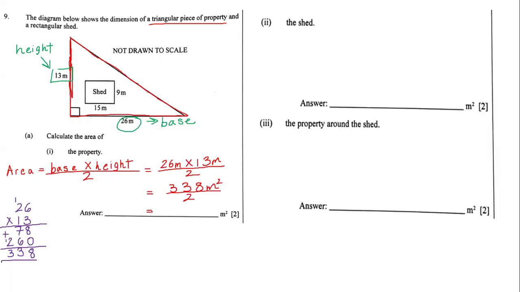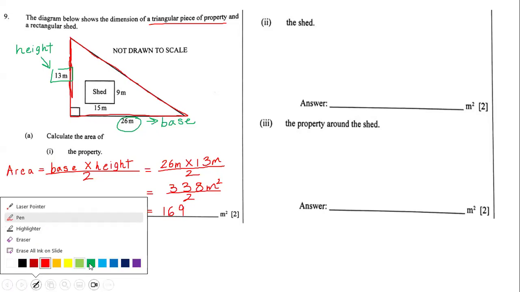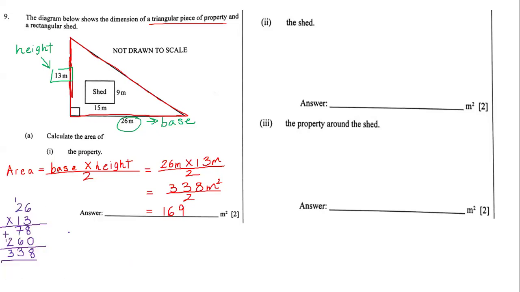169. 338 divided by 2 is 169. And I could show you all the division, so let's show the division. So we say 2 into 338.